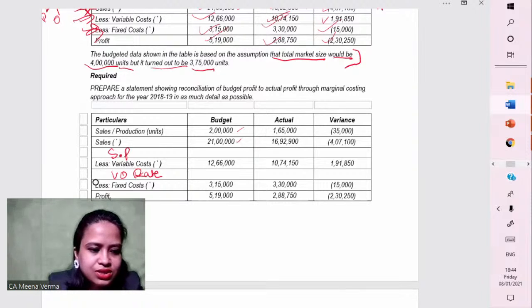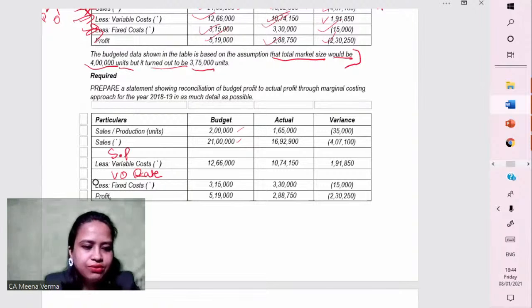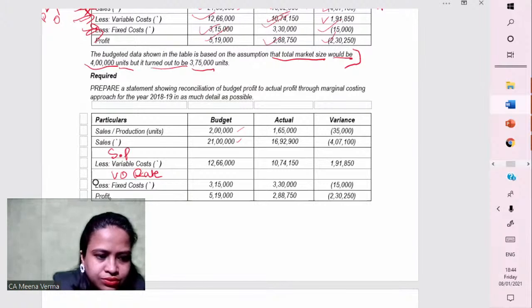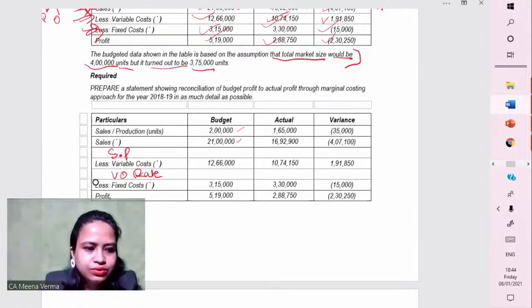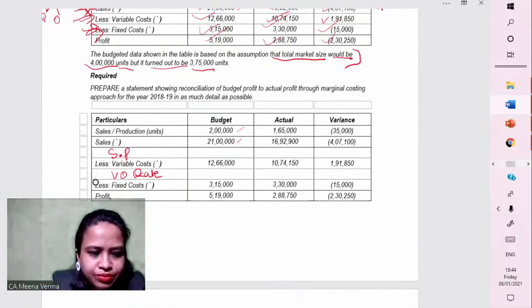Can you give me the answers? I'm waiting for you. Can you give me quickly, divide these two values, give me the answer quickly. See, I'm waiting for you to give me this answer.